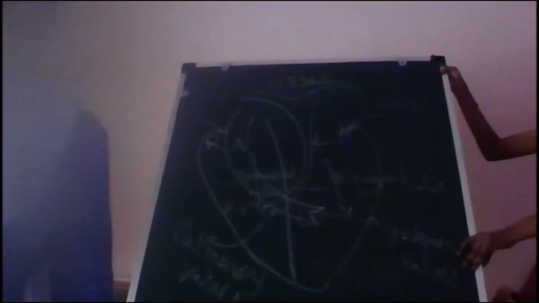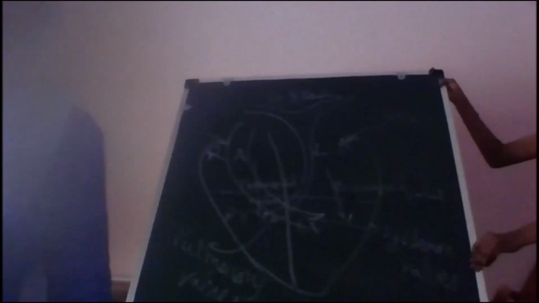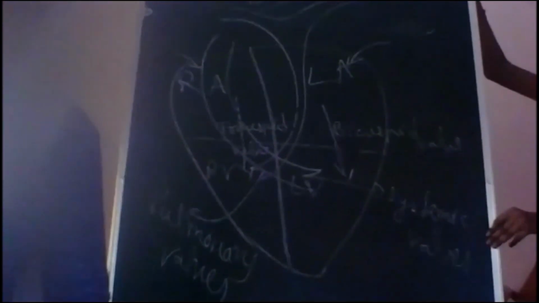Simple. Remember what the four chambers of the heart are, what the four valves of the heart are, who will bring the blood and who is going to take the blood. If you have the concept of this, we can write the cardiac cycle.